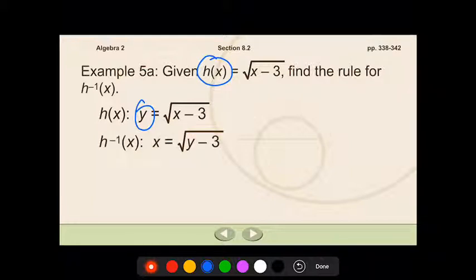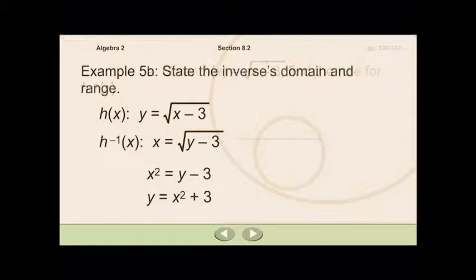Second step is to literally switch x and y. And then you solve the equation for y. Now here, guys, you got to square both sides. That's where they got this next step. And then you solve and you get y is equal to x squared plus 3.